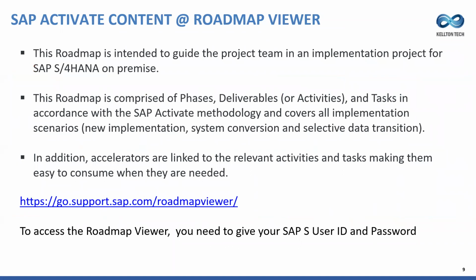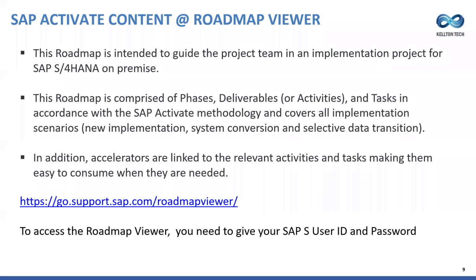So the next question is, where do I find SAP Activate content? There is something called the Roadmap Viewer, the short name typically RMV. The Roadmap Viewer is intended to guide the project team in implementation projects, especially, we are looking at on-premise at this point in time. As I mentioned, we are scoping it very clearly so that we can cover that specific activity as comprehensively as possible, but we'll also conduct a series as we see the demand for them.